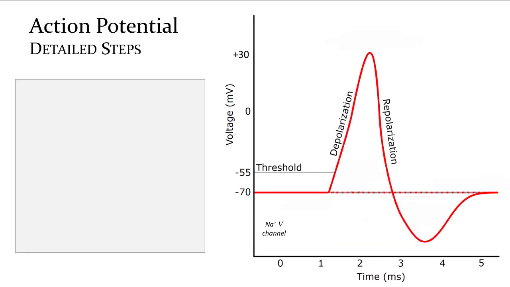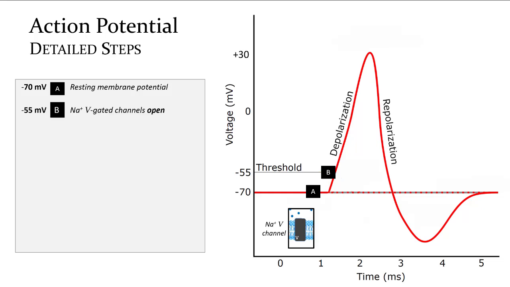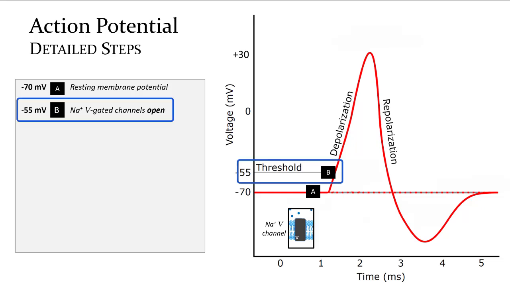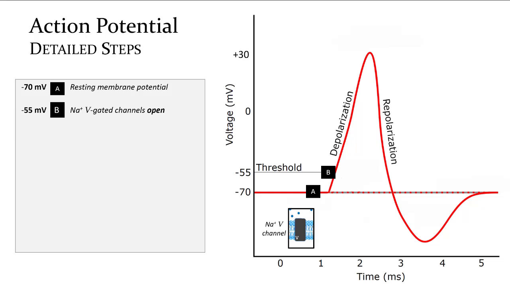So let's go through the steps of this action potential graph. To start, the sodium voltage-gated channels are closed at the normal cell voltage of -70 millivolts. This is the resting membrane potential, the normal voltage of the cell at rest. If the cell body gets positive enough to go from -70 to -55, it'll cause the first voltage-gated channel to open by reaching the threshold voltage.